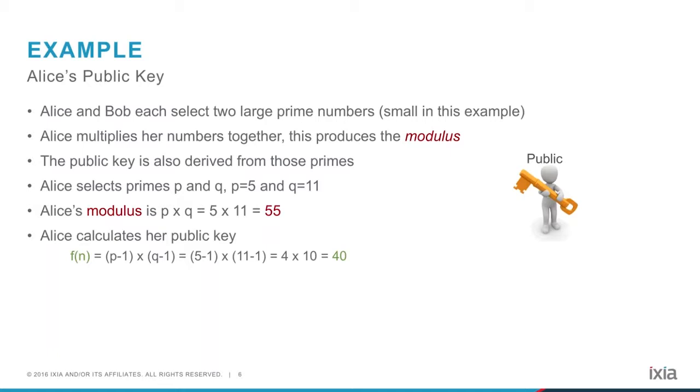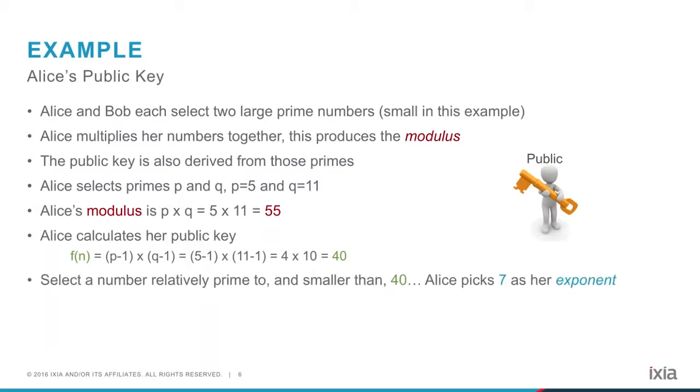Now, Alice selects a number that is relatively prime to and smaller than 40. So in this case, Alice will pick 7. So relatively prime just means it can't be divided evenly into 40.